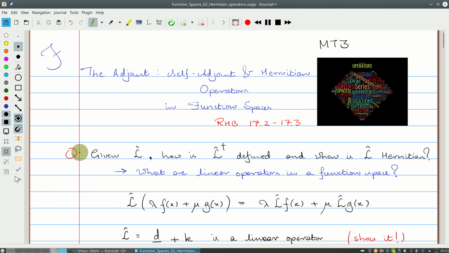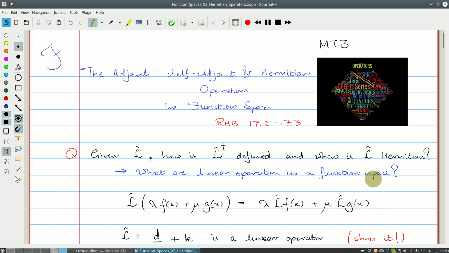Okay. So here's the primary question I want to address: given a linear operator L, how is the adjoint, L dagger, defined? Now, when we covered linear operators for finite dimensional vector spaces, we defined the L dagger to be the Hermitian conjugate or the adjoint. Here I'm going to make a distinction. L dagger is going to be the adjoint, and there are specific conditions under which L is Hermitian, which we'll come to.